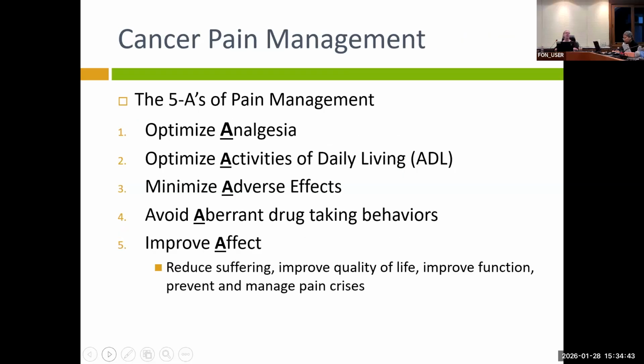So what I like to do to remember some of this cancer pain management is the 5 A's. So you want to optimize analgesia, optimize activities of daily living, minimize adverse effects, avoid aberrant drug-taking behaviors, and improve affect is a way to think about the 5 A's of pain management.